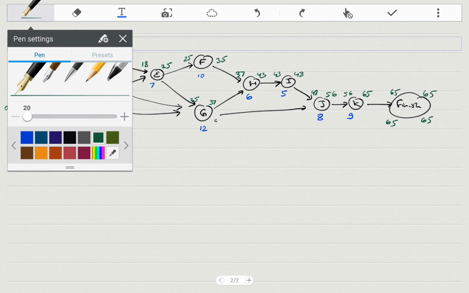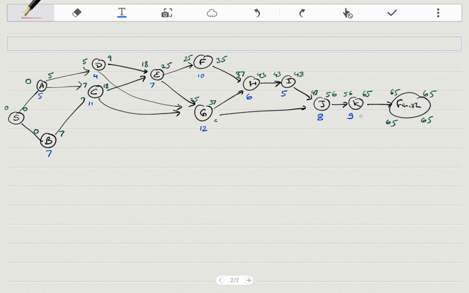Let me use a different color, let me use red here. Alright, the earliest finish, the latest finish is 65, the latest start is 65 minus 9 is 56. It just has one successor, so you can just choose its latest start. 56 minus 8 is 48. I only has one successor, so you can just bring this 48 here.